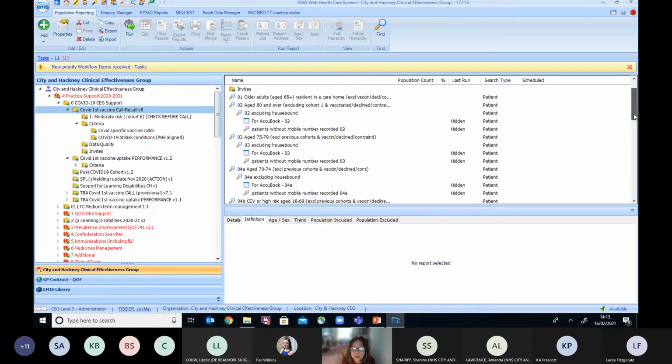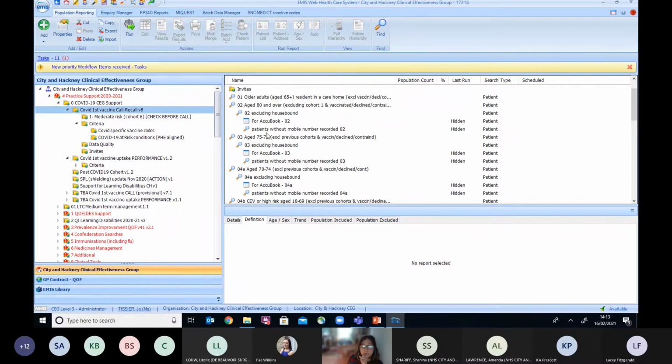So if you look on the right-hand side, you'll be familiar again with this, and we've got all the cohorts there. So we've got the older adults who are resident in a care home, cohort 1, 2, aged 80-year-old and over. And remember that these are call and recall searches. So of course they'll exclude people who have been vaccinated before, who have declined, who have contraindicated, and they also exclude people who are in a group above. So they're kind of mutually exclusive. What we also put in here was excluding the housebound, because of course you won't be calling them in because they're obviously not coming in.